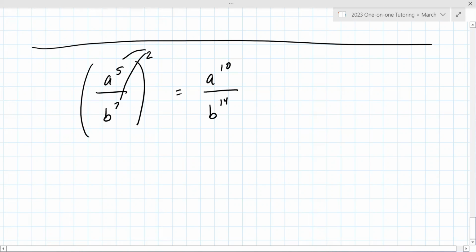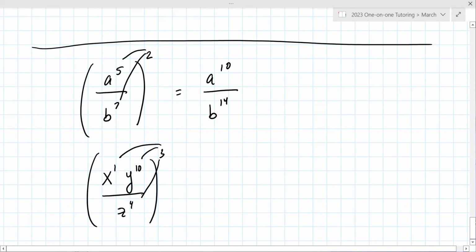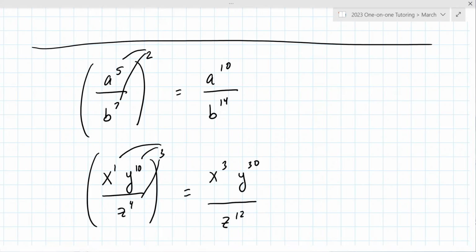Now I've been using 2 a lot, but we can actually use any number, so just keep that in mind. It doesn't just have to be a 2. Let's say it's x y to the 10th z to the 4th, all to the power of 3. You're using that 3 and applying it to each of the exponents. So it'd be x cubed y to the 30th z to the power of 12. Not too hard. Is that clear? All right, very good.